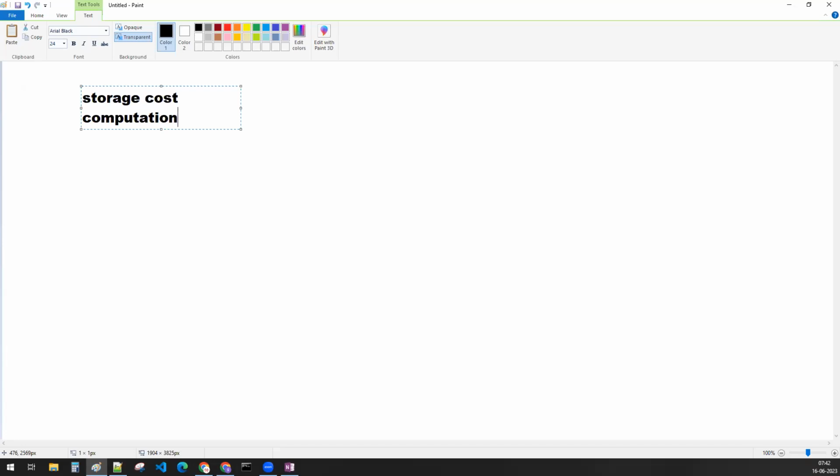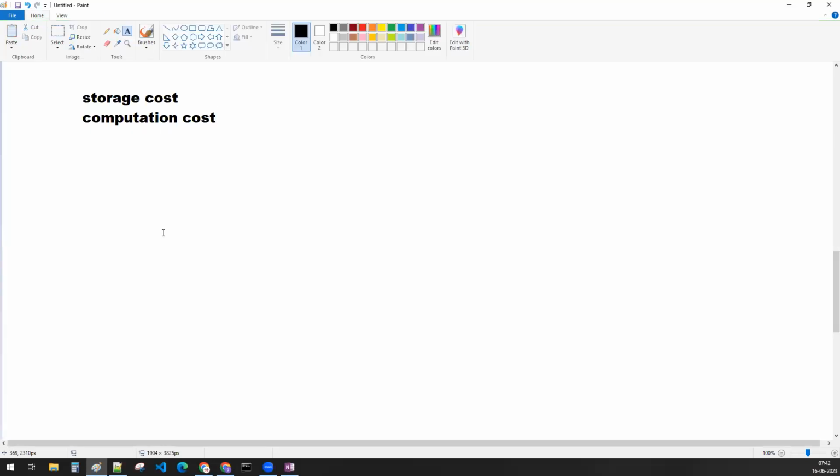So if you are just doing the storage, the cost will be there. If you are doing the computation, the cost will be there. If you are retrieving the data, that comes under processing only, again computation. When you go for GCS, you will have a storage cost and a retrieval cost. And if you go for Dataproc, you will have a storage cost and a computation cost.